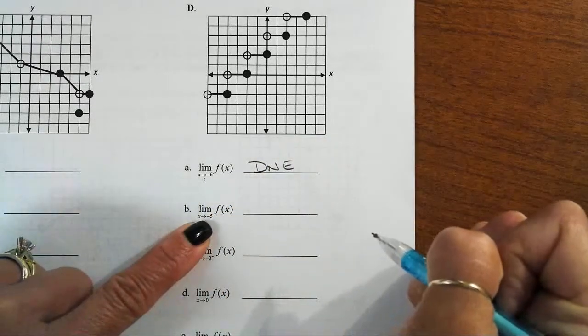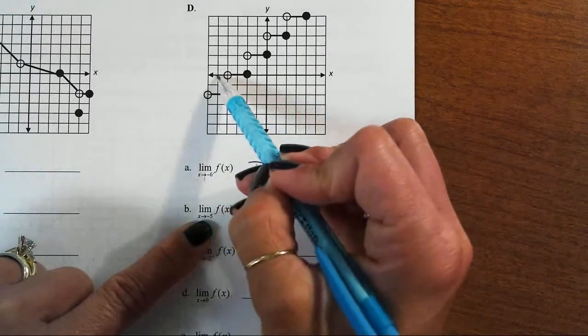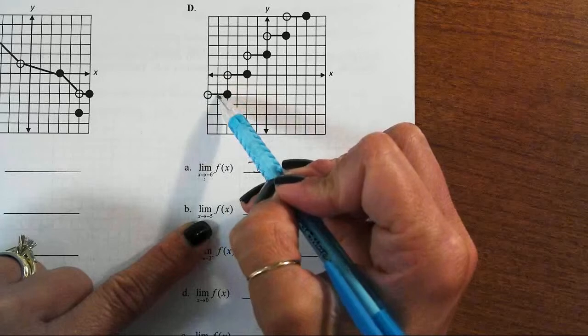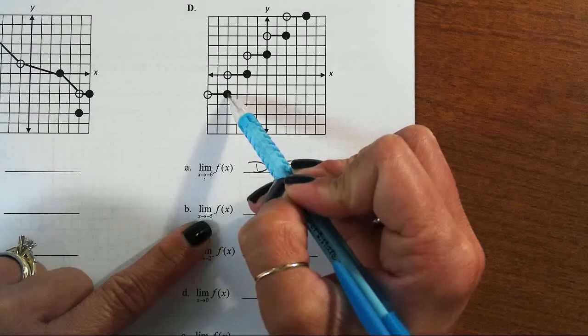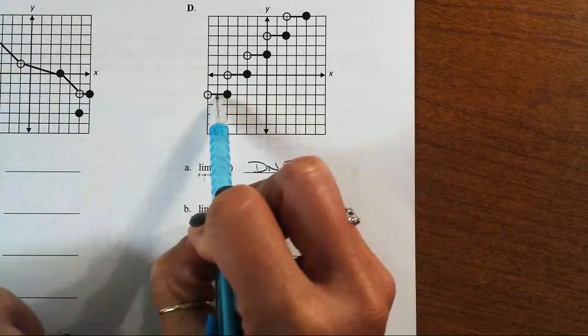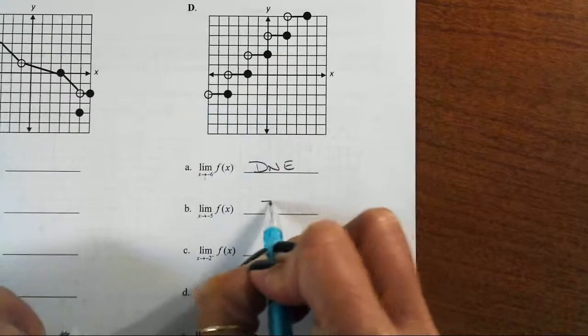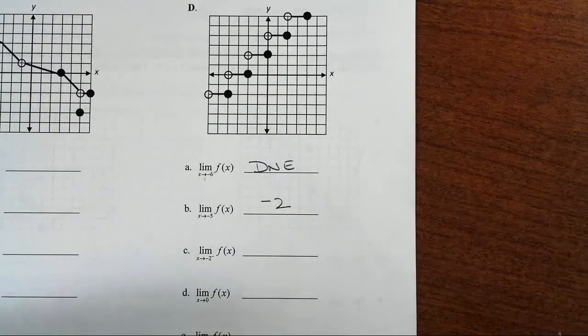When I'm evaluating the limit as x approaches -5, here I'm going to go to where x is -5. I need to approach this value from both sides. When I approach from the right and I approach from the left, I'm taking a look to see what y value I'm sitting at. In this case, I'm sitting where y is -2, so that means the limit is equal to -2.